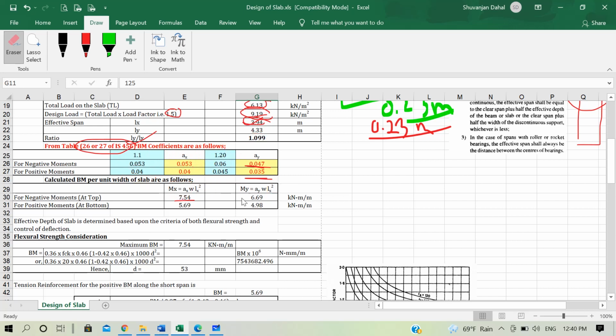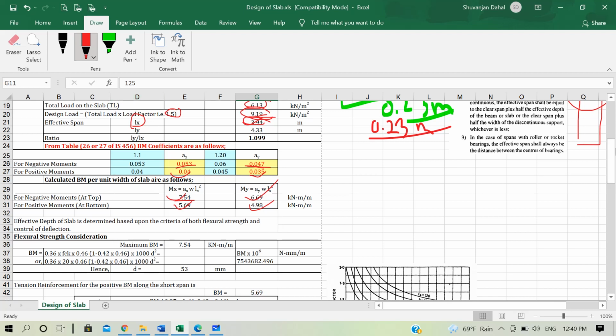Let me just erase here. So 0.053 into w into Lx square you get 7.54. 0.04 into w into Lx square you get 5.69. 0.047 into w into Lx square you get 6.69. 0.035 into w into Lx square you get 4.98. Lx value get from here, w value get from here, 9.19. In this way, you can calculate the bending moment.